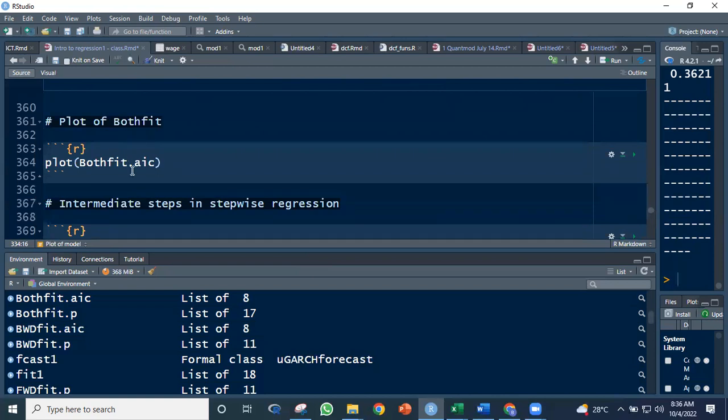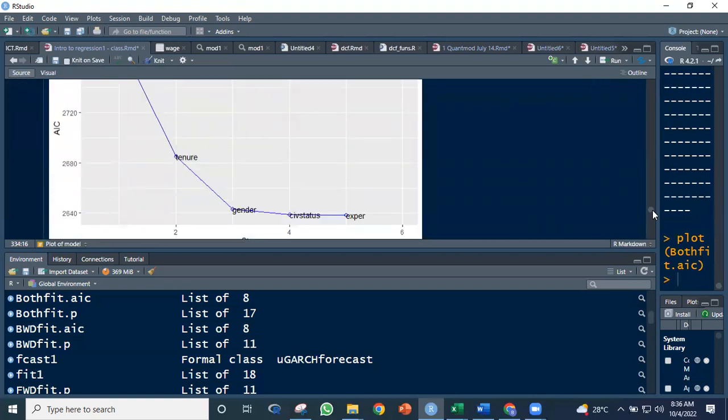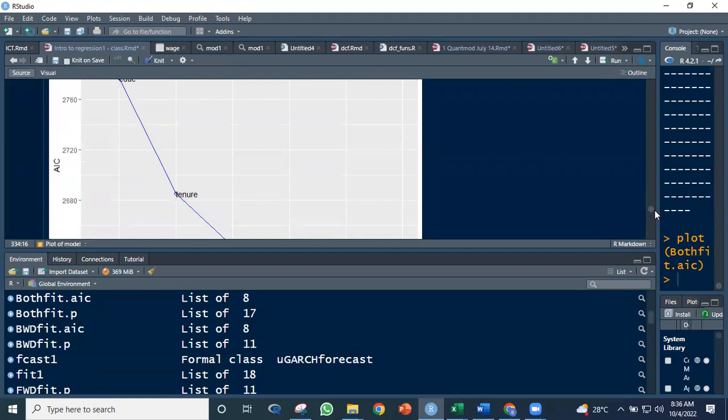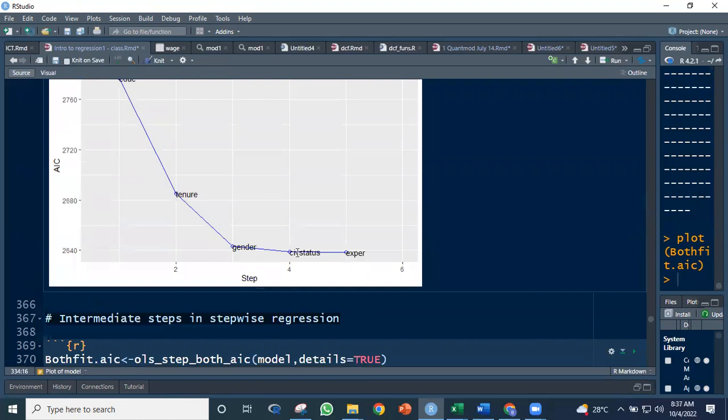Okay? So, if we plot yung method ng both, you can see na, okay, both fit. So, in-add si education, and then in-add si tenure, in-add si gender, in-add si civil status, in-add si experience. Bakit kasama si experience? Kahit na hindi ito statistically significant. Kasi ang basis niya, yung AIC. As long as bumababa yung AIC. Okay yan.